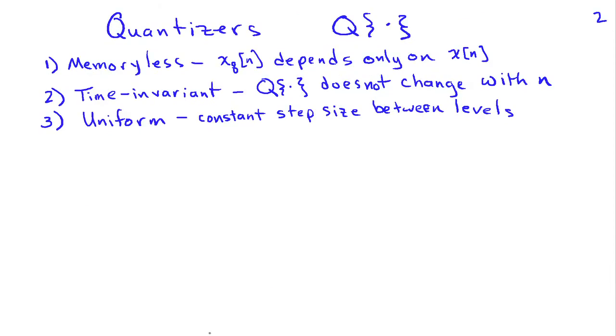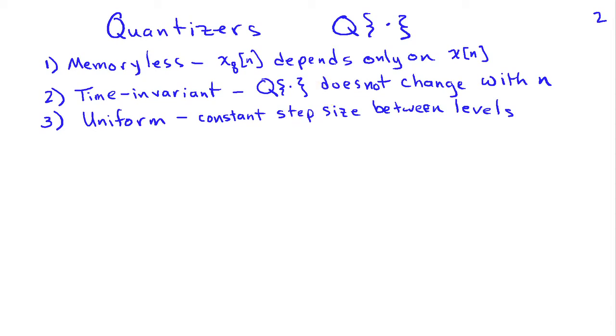And typically, quantizers that are used in signal processing have the following 3 properties that I've written out here. They're memoryless in that the quantized value at time n depends only on the input value at time n. In other words, past values of the input or future values don't affect the quantization process. Secondly, quantizers are usually time invariant. In other words, the function that's doing the quantization, Q, does not change as time changes.